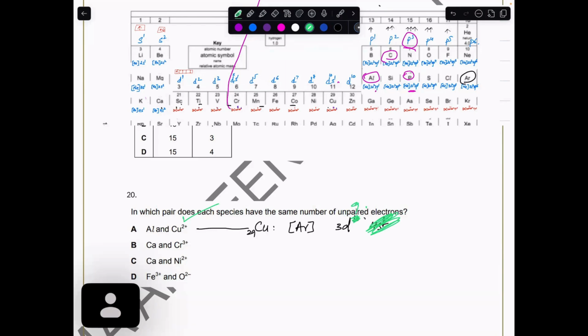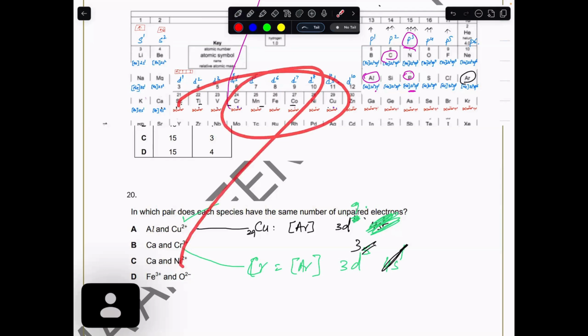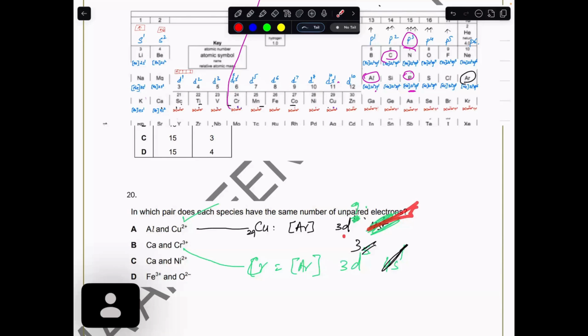Right? In chromium, how will you do it? What is the configuration of chromium? Chromium is argon 4s1, 3d5. So what are you supposed to do? Remove 1, 2, 3. So what is left? 3d3. In transition metals, do the normal configuration, then remove electrons first from 4s and then from 3d.